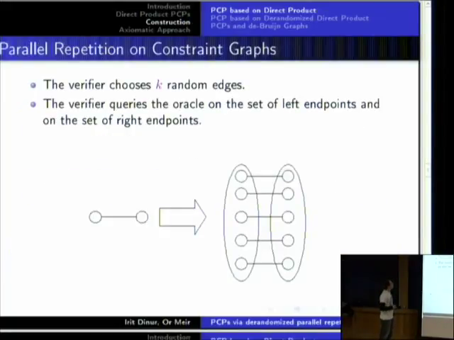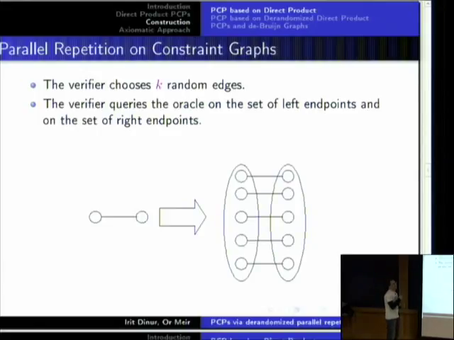Okay, so now in this framework, the parallel repetition can be viewed as follows. What the new verifier does is choose k random edges of the original graph, and then it queries the oracle on the set of left endpoints, this is a k set, and on the set of right endpoints, which is another k set, and it checks that the answers that it got satisfy the edges. And now we can finally get to the construction.